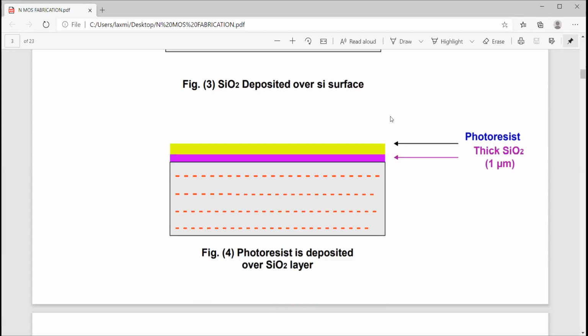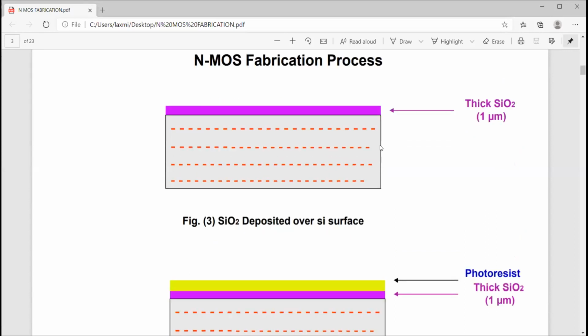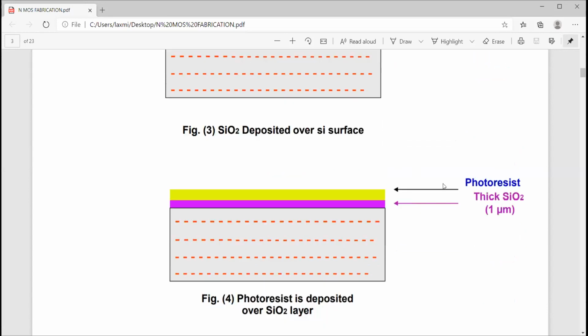Next, the third point. These are the points we need to write. Almost 15 to 20 points are there. It's important for us. Definitely they will ask what the fabrication of NMOS, CMOS, PMOS is. Of the three fabrications, we will get one question.